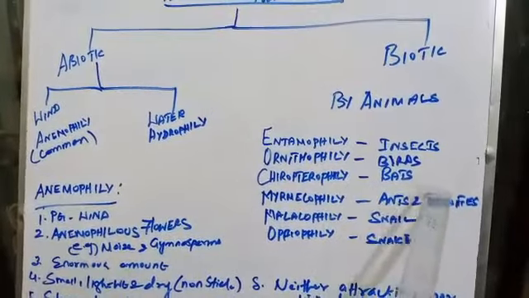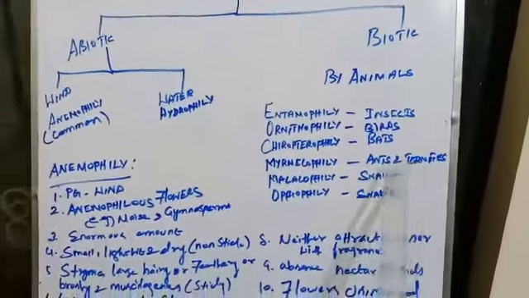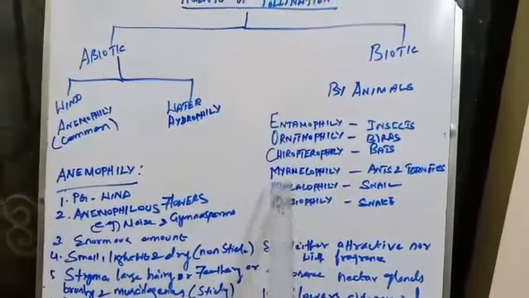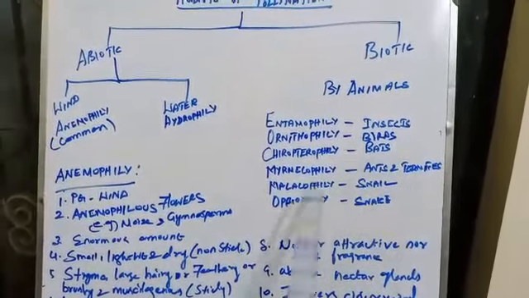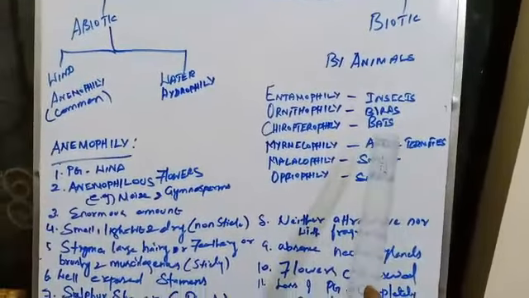Chiropterophily, pollination by bats. Myrmecophily, pollination by ants and termites. Malacophily, pollination by snails. Ophiophily, pollination by snakes.